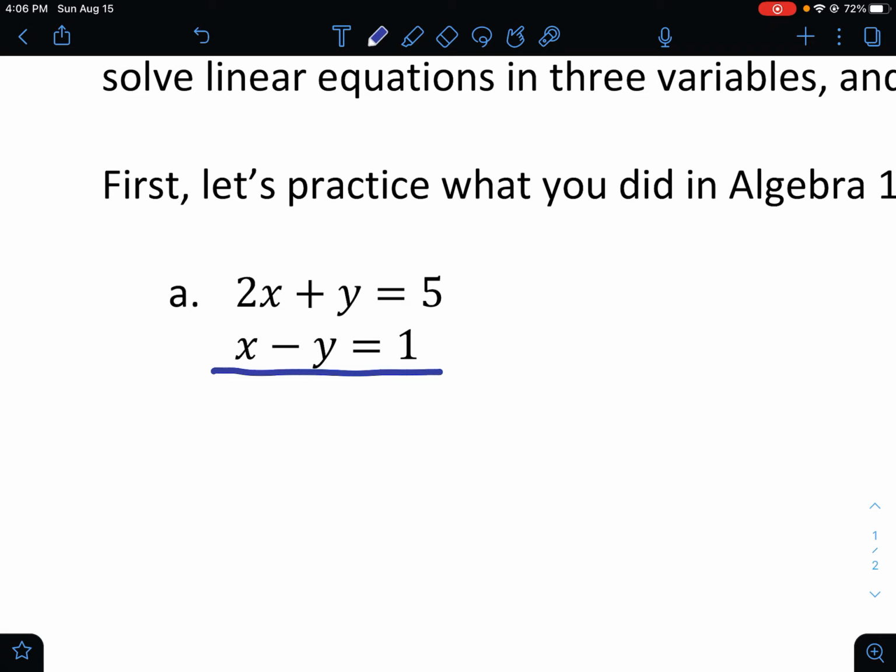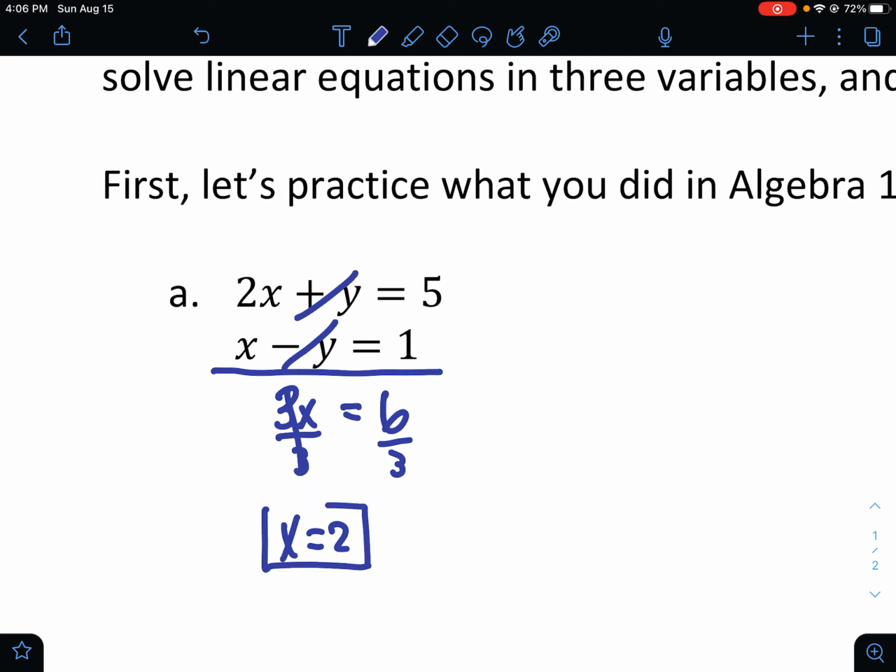They would add together here, and these would essentially just cancel out, because positive y and negative y would be 0y, or nothing. You add the rest, so 2x and x is 3x, and then 1 and 5 is 6. And then you just solve for x. So divide by 3, and now I get x equals 2.